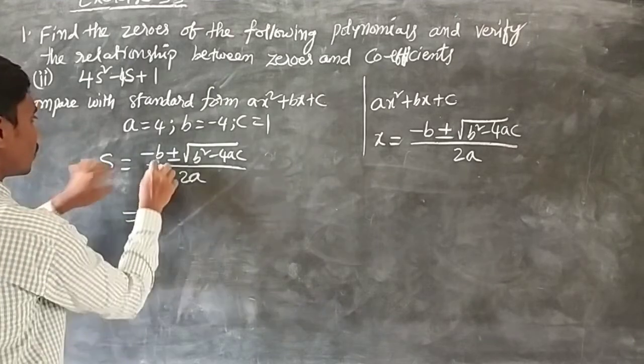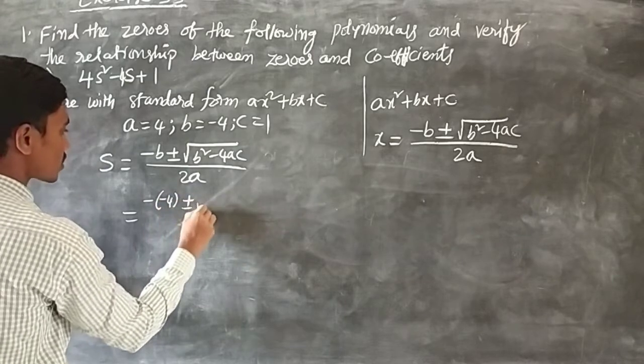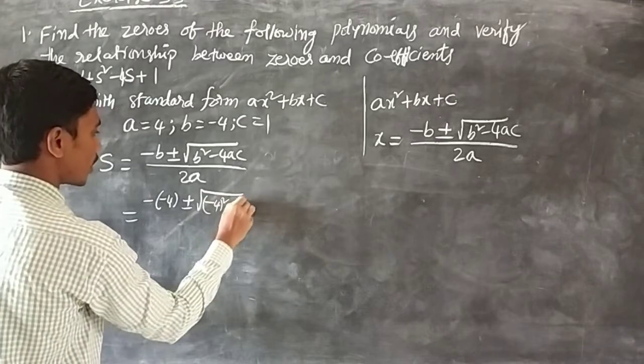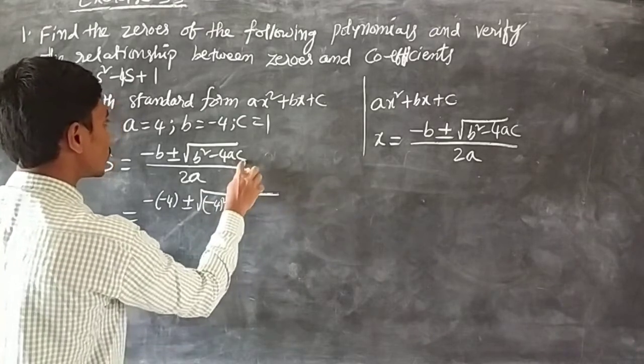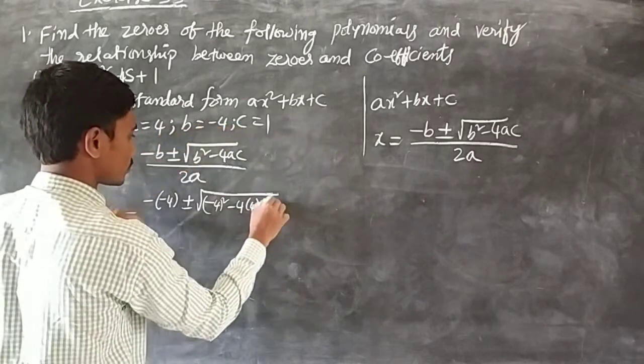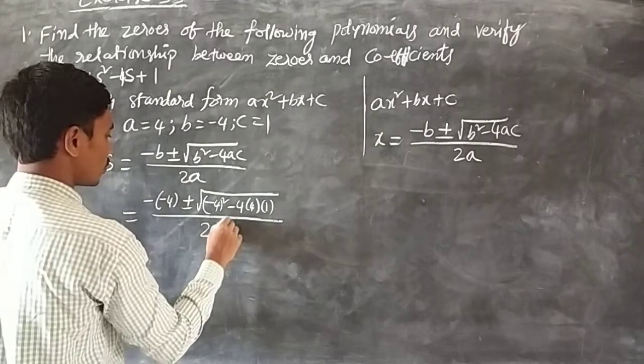That is equal to minus b, here b value is minus 4, plus or minus square root of b square, minus 4 whole square, minus 4 into a into c. A is equal to 4 and c is equal to 1, by 2a. 2 into a value is 4.